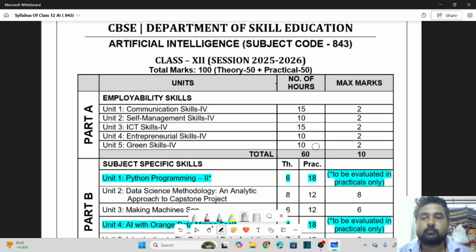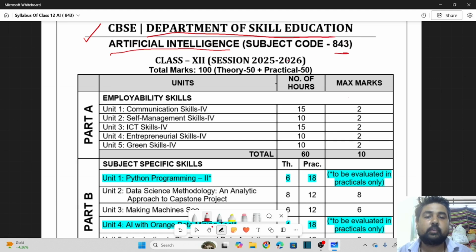Dear students, in today's class we are going to understand the syllabus given by CBSE for Artificial Intelligence for class 12. As you see, the CBSE Department of Skills and Education is providing the Artificial Intelligence syllabus with subject code 843. You must remember subject code 843 for class 12.